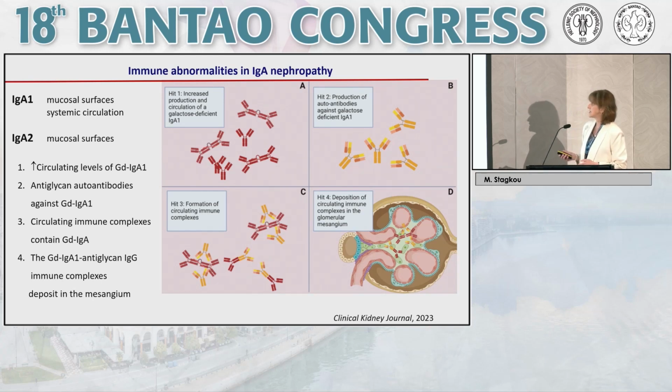The first one is the production of galactose-deficient glycosylated IgA molecules. The second one is the production of autoantibodies against the galactose-deficient IgA molecules. The third one is the formation of circulating immune complexes. And the fourth and last one is the deposition in glomeruli.